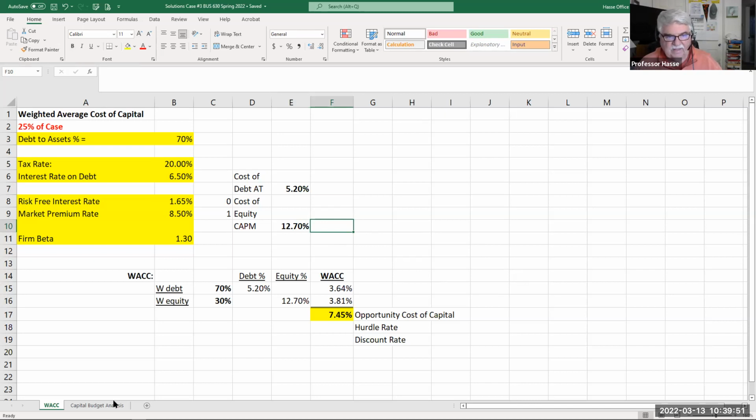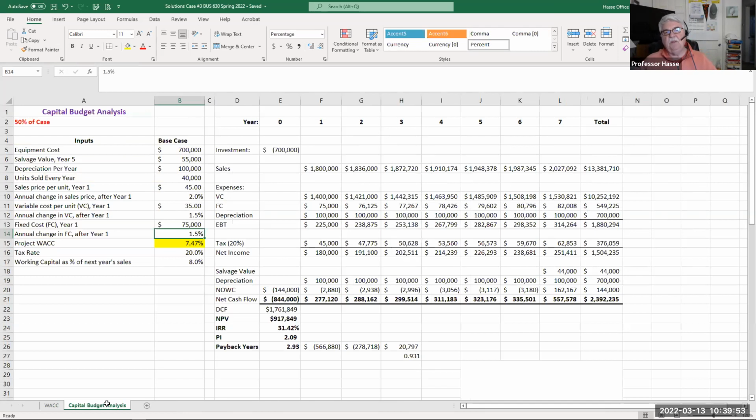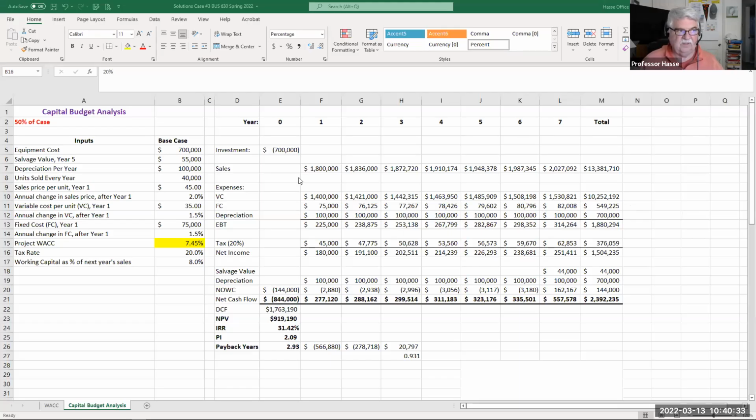Now we take that and head to our capital budget analysis, where we're given a series of variables to do a base case analysis of this case. So based on that, we take $700,000 as the investment. For revenue, we take sales of 40,000 units times $45 per unit.